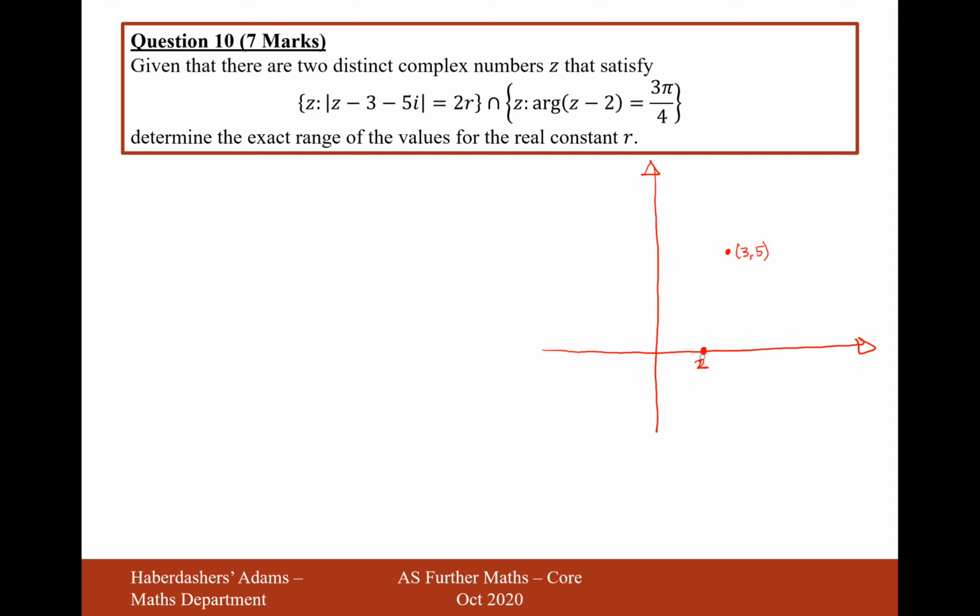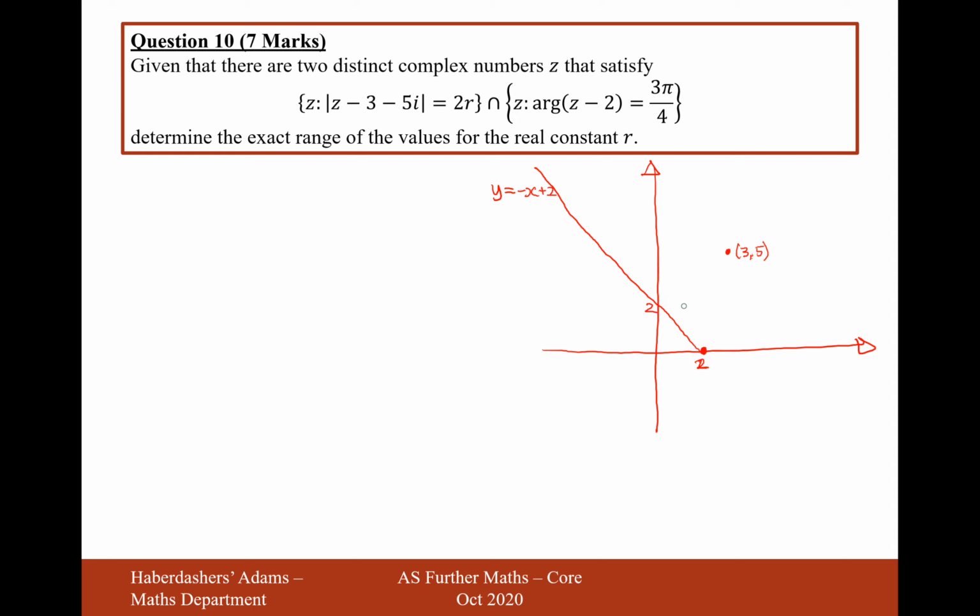argument of 3 pi by 4, then it's going to go exactly in the upward left diagonal with a gradient of minus 1 effectively. So you could say that this is the equation y equals minus x plus 2, because if it's an exact diagonal, then this point here will be 2, given that it's this point here 2 as well, and it has a gradient of minus 1.